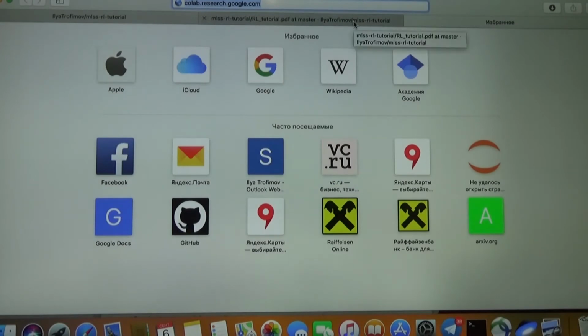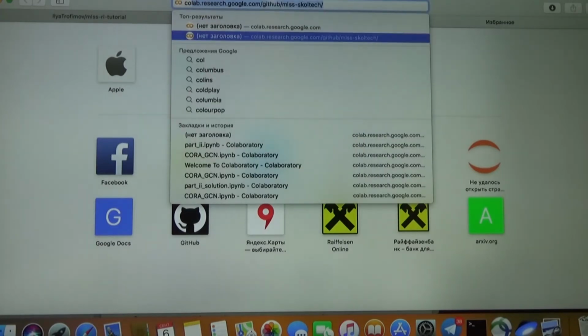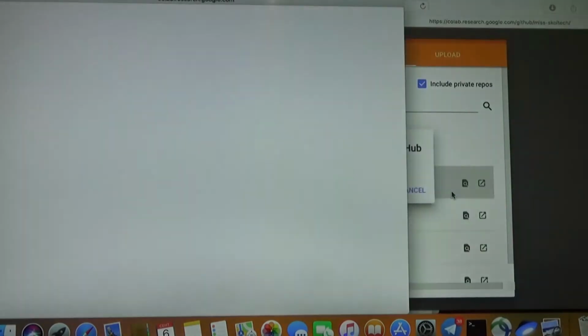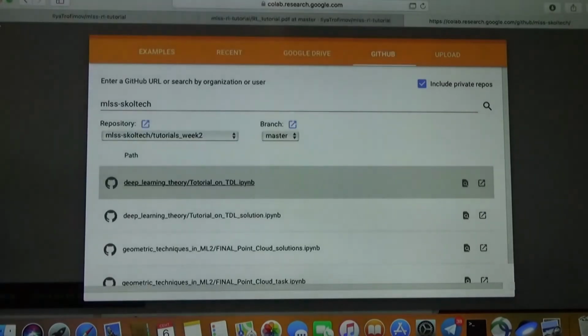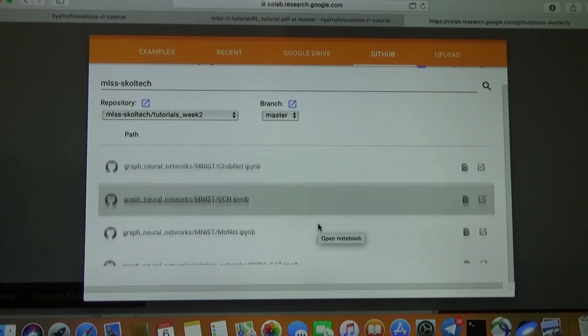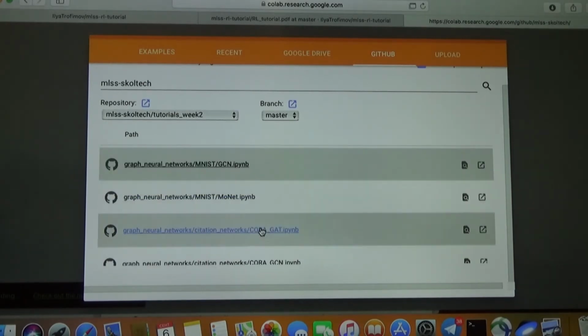In this tutorial we will study two topics. First one is the method called reinforce, and the second one is actor critic. So both of them are policy gradient methods. Please open Google Colab of our summer school. You should all have a link to this repository. Okay, that's fine. So open the directory tutorials week 2.